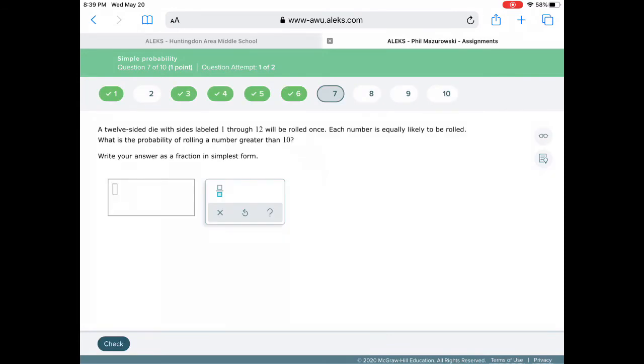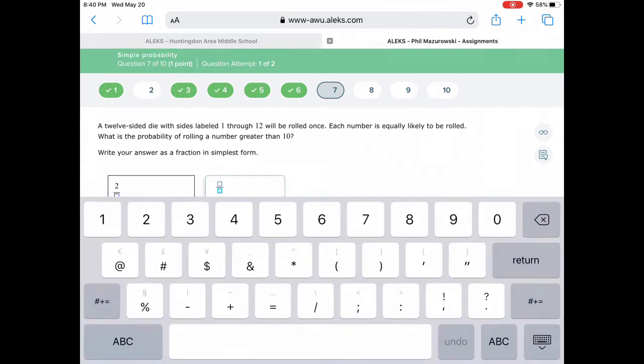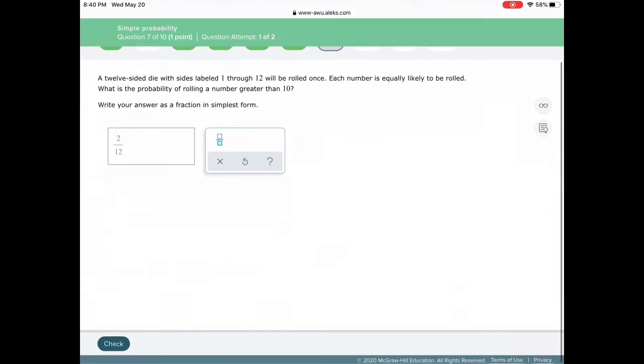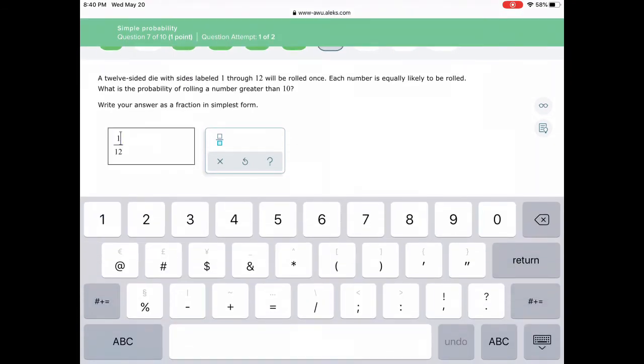A 12-sided die this time. We've got a dodecagon here, for those people wondering what a 12-sided die is called, with sides labeled 1 through 12. Each side is equally likely to be rolled, so it's not an unfair die. What's the probability of getting a number greater than 10? 10 does not count, so we've got just 11 and 12. That's the way this could happen. So we've got 2 ways out of 12, but as we know, that can be simplified to 1/6.